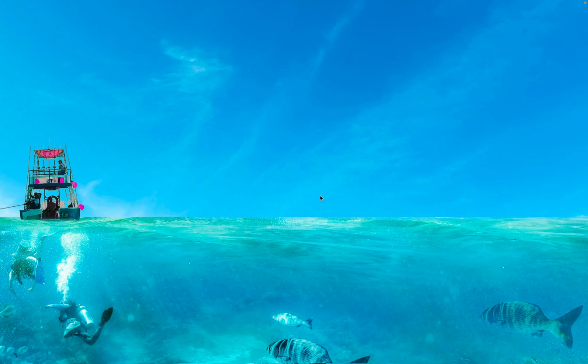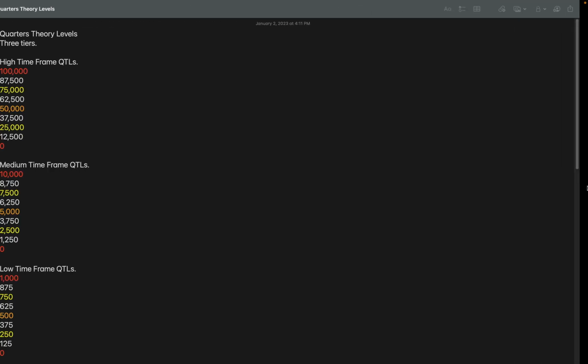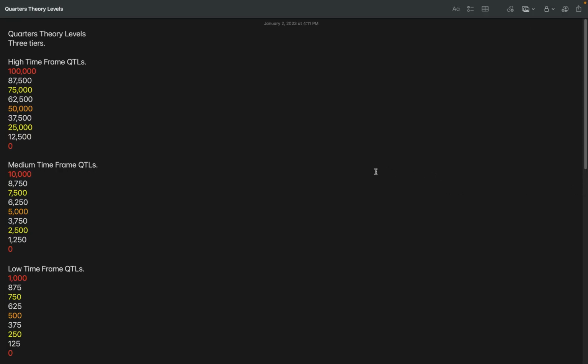Today we're going to be talking about quarters theory levels. Today I'm going to show how you can use 3 tiers in the quarters theory levels, and let me show you that.